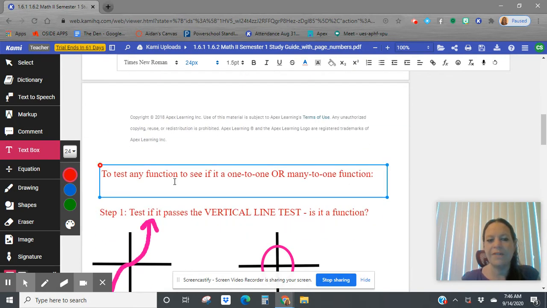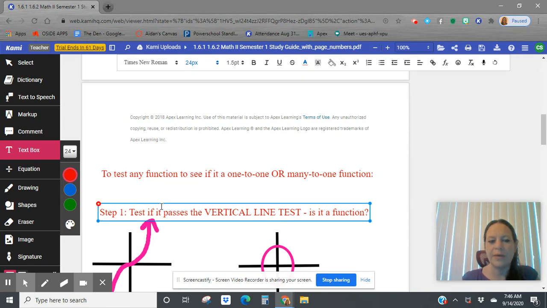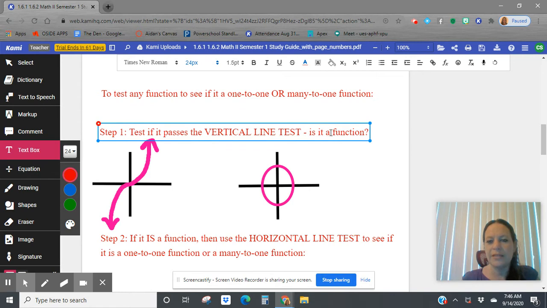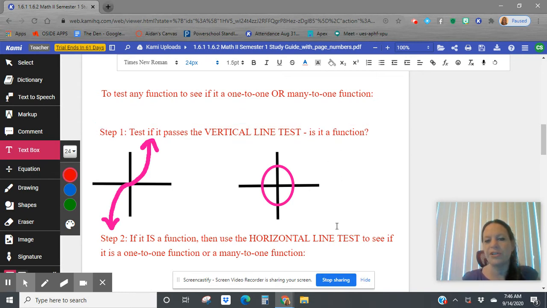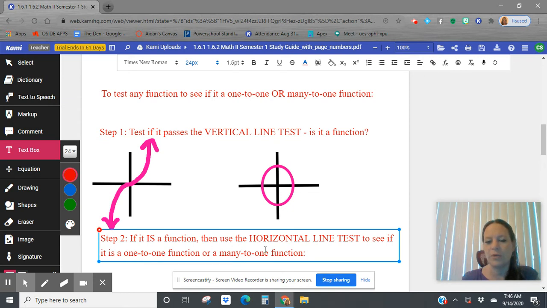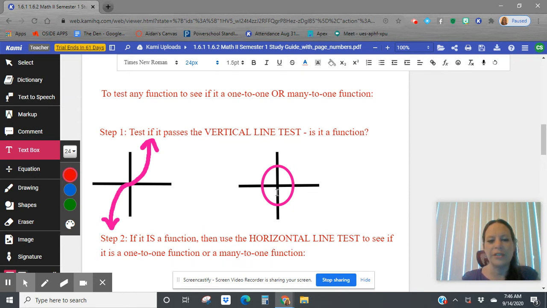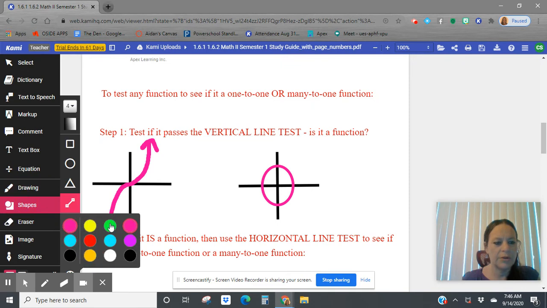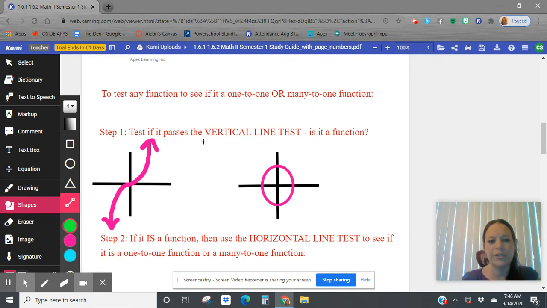To test any function to see if it is a one-to-one or a many-to-one function, step 1 is we first have to pass the vertical line test. Is the graph a function in general? After you determine if it is a function, then you can go further to say what type. Is it a one-to-one or a many-to-one? So let's look at these two examples. Here's a cubic function. I'm going to grab a green line to do first the vertical line test and see if it's a function.